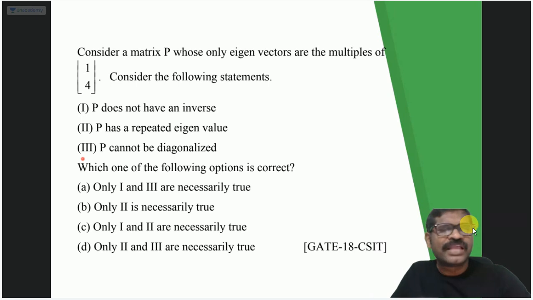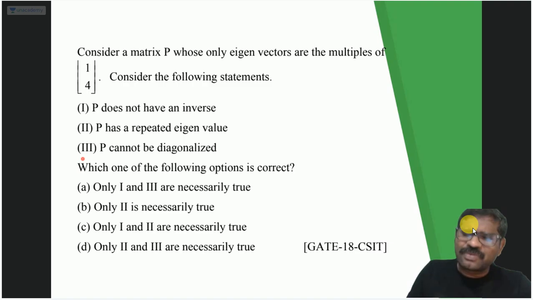Now, please concentrate. Sir, if your eigenvalues are repeated, can you give the guarantee that the matrix does not have an inverse? You can't give the guarantee, because I have given one example.